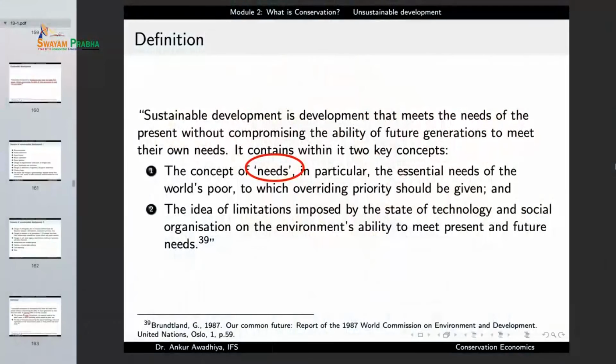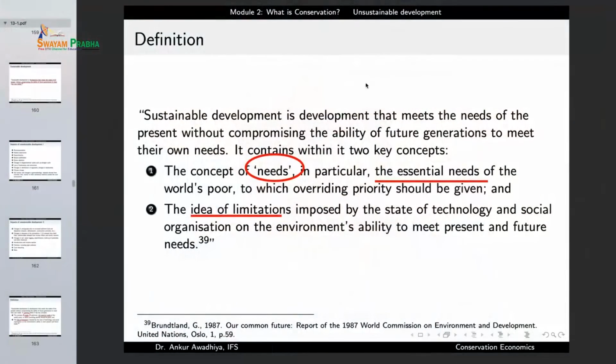Needs refers to the essential things that are required. Wants are unlimited, but needs are never unlimited. And when we talk about sustainable development, there is an idea of limitations because there is a choice. We cannot meet all the wants of the present generation and also leave enough for the next generations. So we need to choose, and this choice is sustainable development.